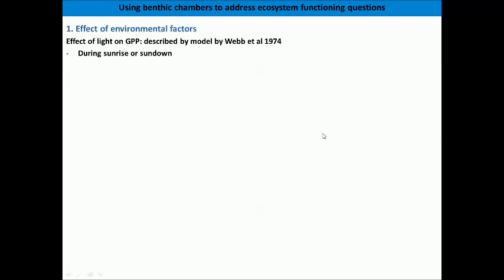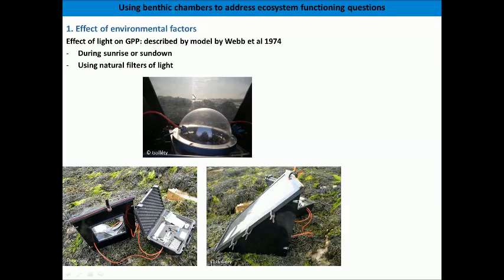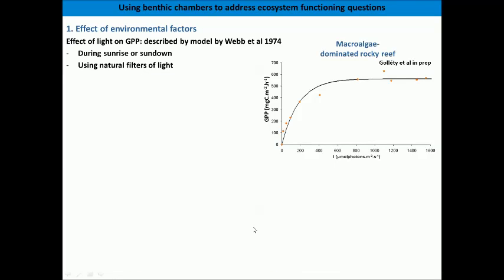So this can be measured by performing chamber measurements either during sunrise or sundown, so that you get access to natural changes in light intensity, or using natural filters of light, like I did during my PhD. This is the chamber viewed with a filter on top of it. And this has been done using this frame that allows maintaining different filters here, so that different intensities of light can be controlled. And this is the type of result we produced with it.